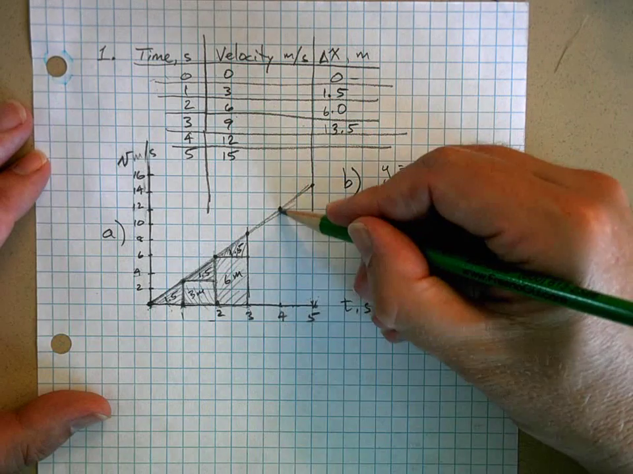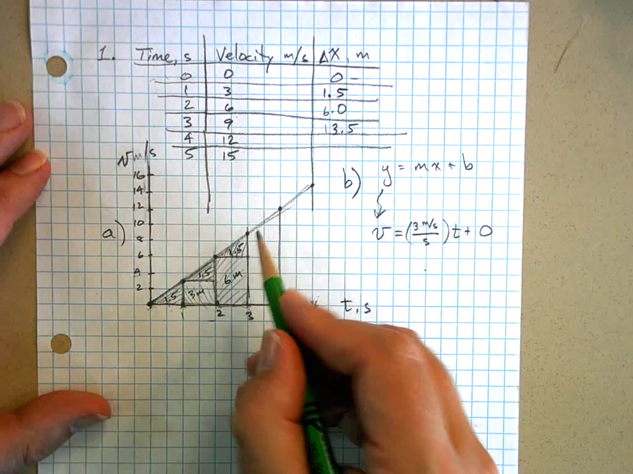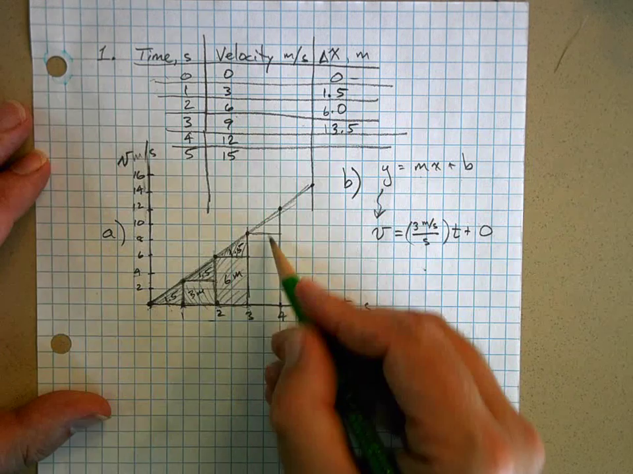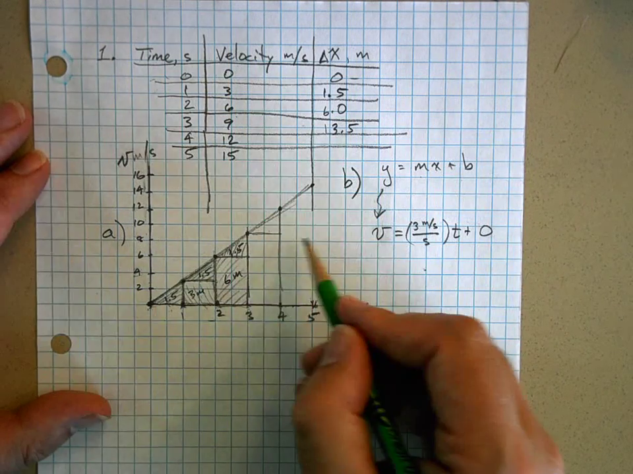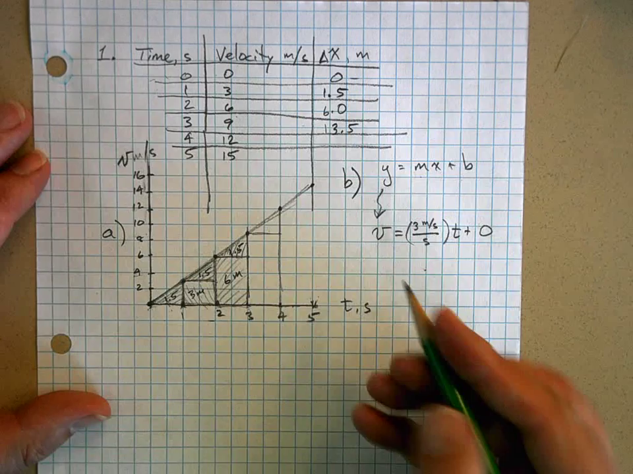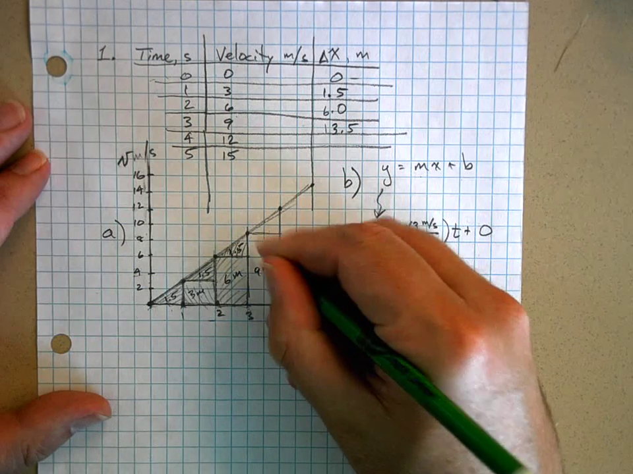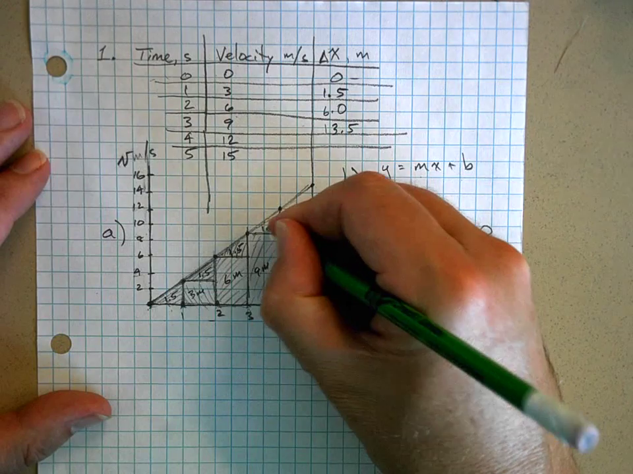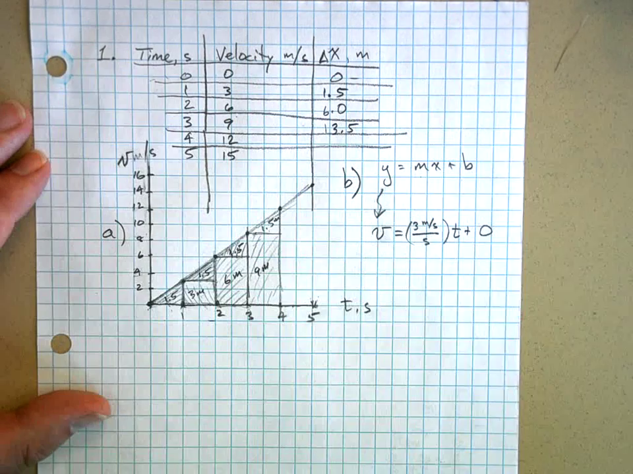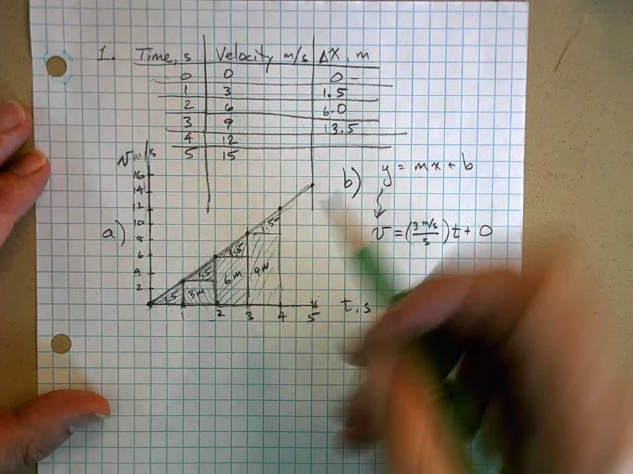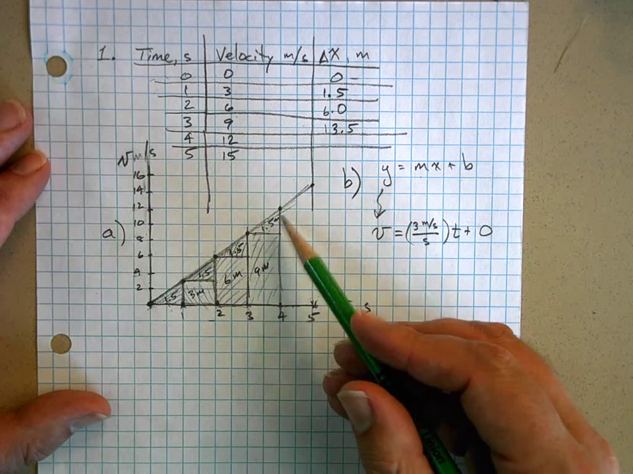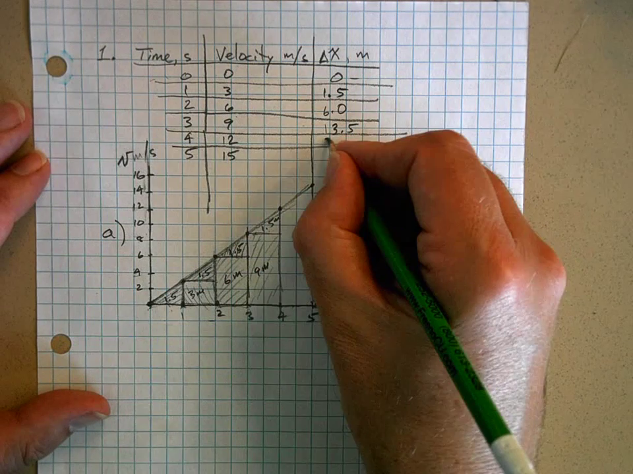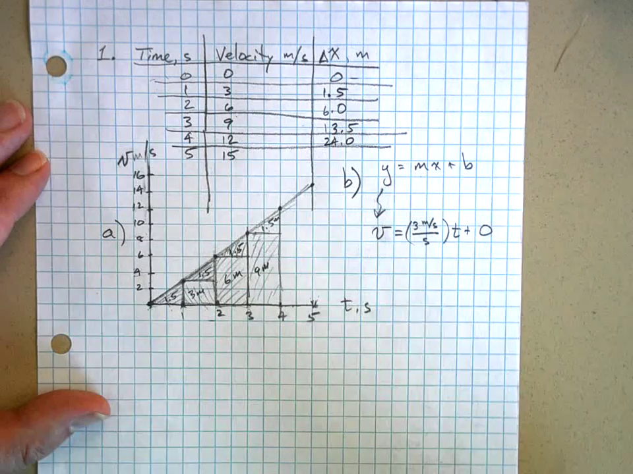And then we do the same thing here. Now this is 9 meters per second times 1 second. It's 9 meters. So that's 9 meters right there, plus the 1.5 meters I have to add because I'm accelerating. So this is 10.5. Added to 13.5, you get 24.0.